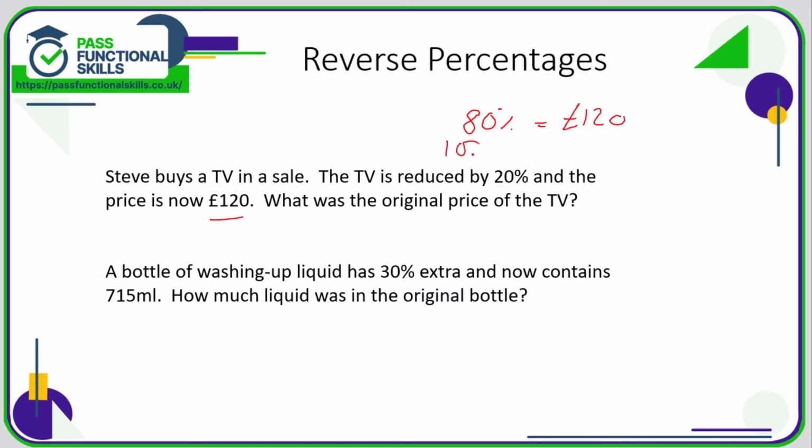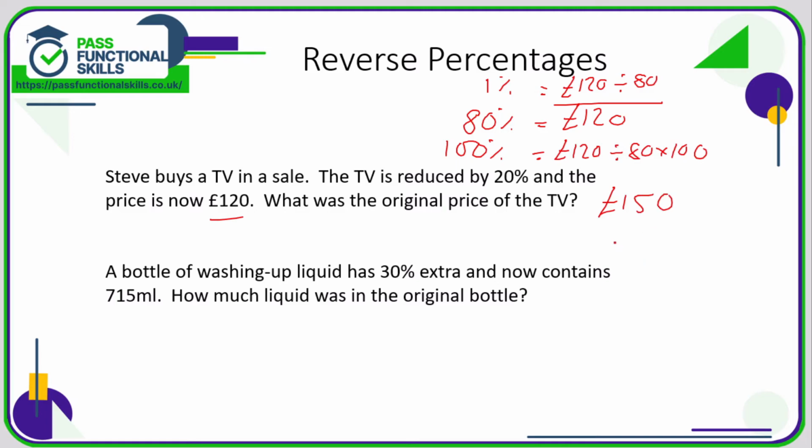So what is the 100% amount if the 80% amount is 120? Well, let's work out 1%. If 80% is 120, then 1% is 120 divided by 80. And if this is the calculation for 1%, then 100% is that amount multiplied by 100, and 120 divided by 80 times 100 is £150. This second example is a bit more confusing.